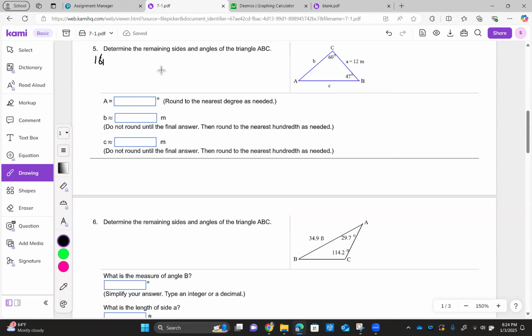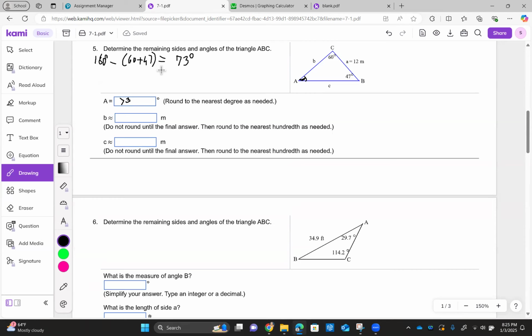So 180 minus (60 plus 47), which will give me 107. And 180 minus 107 will give me 73 degrees. So this missing angle here must be equal to 73 degrees. So that's what the first spot takes. Now we're going to apply the law of sines to find the missing sides.